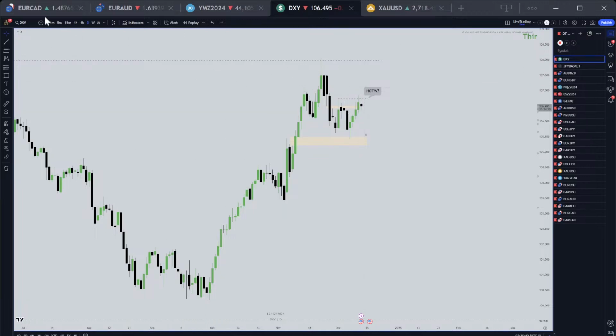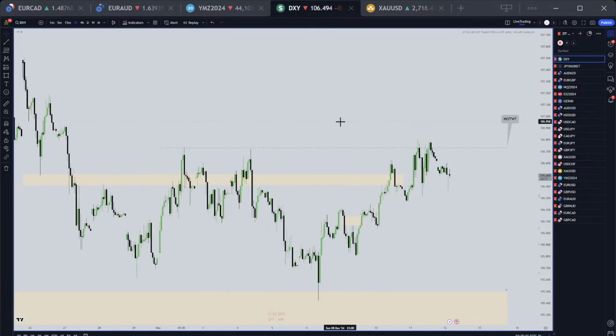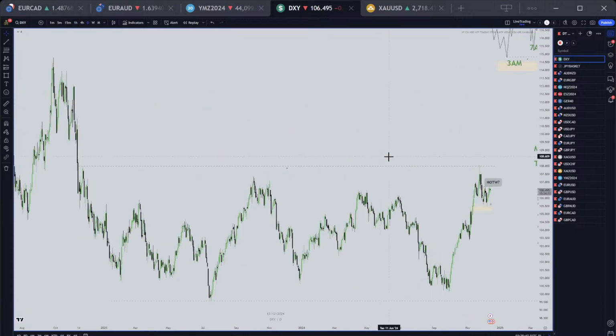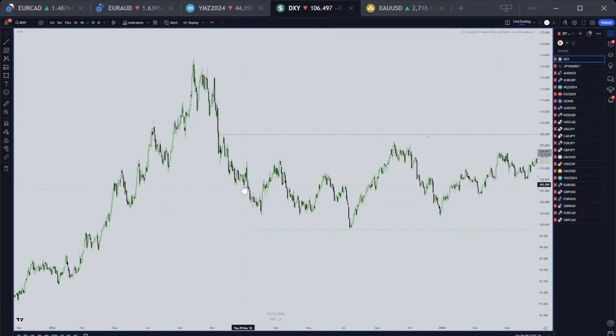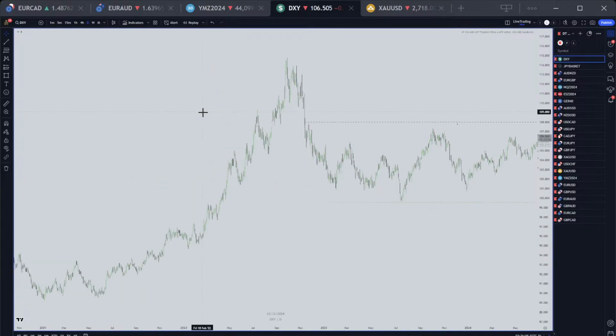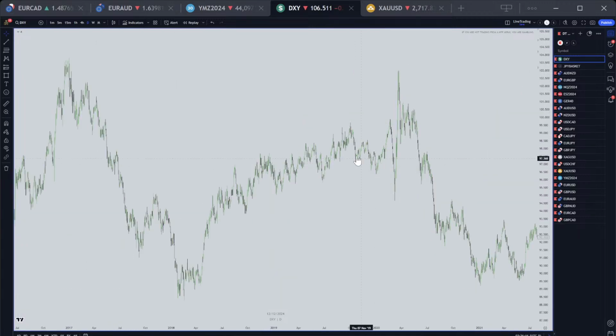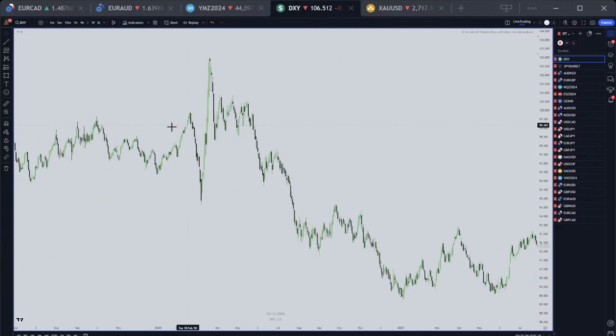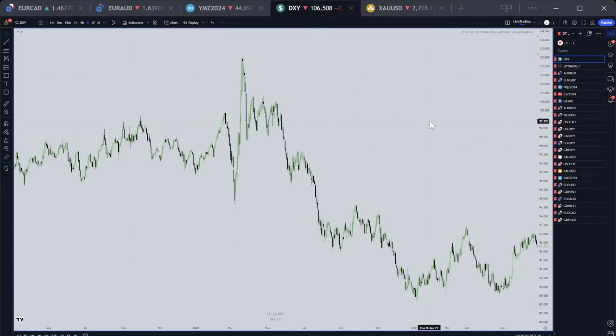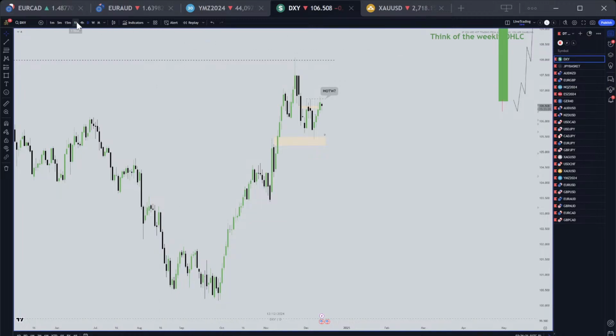I think DXY is going to sell off for the rest of December, as it does every single year. You see here, December, boom, 2023, go to 2022. It was a consolidation month actually, December 2022. Right here, December sells. December here sells. In general, December is not a bullish month for DXY.